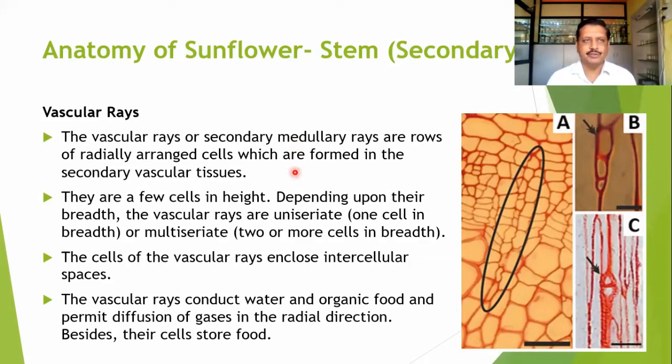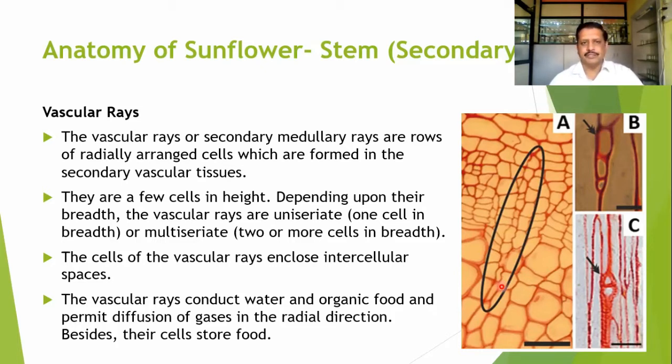There are various modifications of the tissue taking place. So there is the development of vascular rays. What are these vascular rays? These are nothing but the secondary medullary rays, radially arranged cells. In the last lecture we discussed that. Between two vascular bundles, whatever space is there is occupied by the medullary rays. So these are the medullary rays, here marked with this circle. These two are the vascular bundles, and the gap shown between them is a medullary ray. It is in between the two vascular bundles.